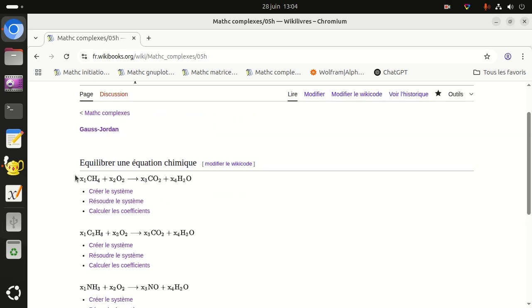First, I want to balance this chemical equation. The first thing, I must create a system. Then I must resolve this system. In the first part, I compute the coefficients to balance this chemical equation. First I must create the system.